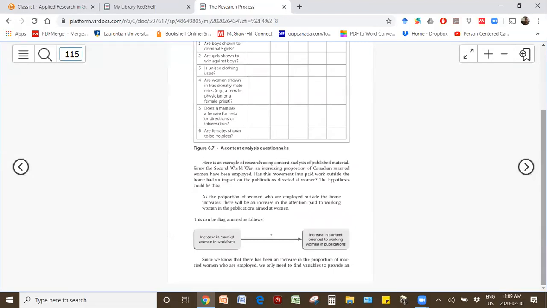When you start to create your theory in qualitative research, you can diagram your theory as well. So if you're doing content analysis of published material, since World War II an increasing proportion of Canadian married women have been employed. So more and more women are participating in the workforce since World War II. You can diagram it using two boxes. The increase in married women in the workforce was reflected proportionally in content oriented to women in publications.